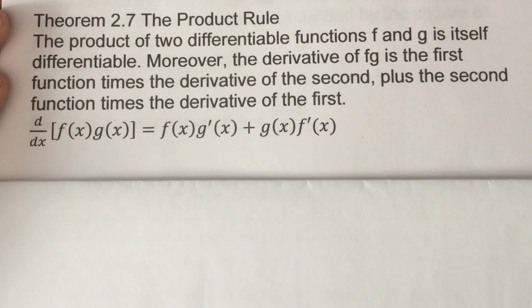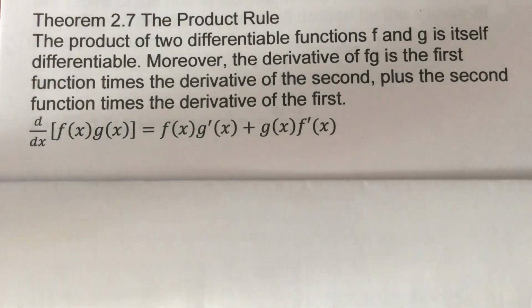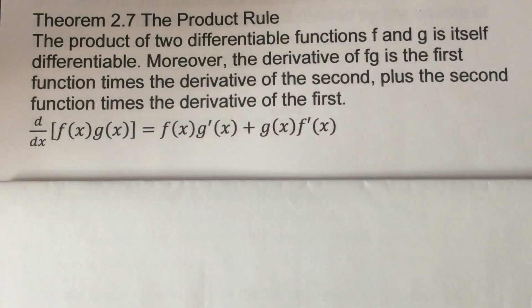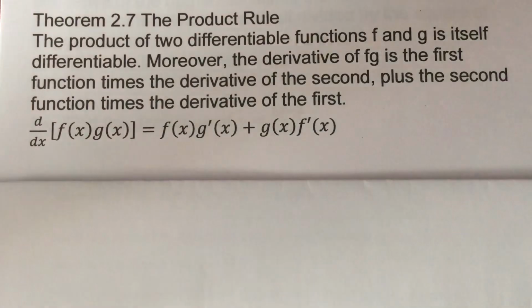So first one, product rule. If we have two functions times each other, to do the derivative, we're going to do the first function times derivative of the second plus the second times derivative of the first. So essentially, derivative of the one times the other and then adding the opposite way.